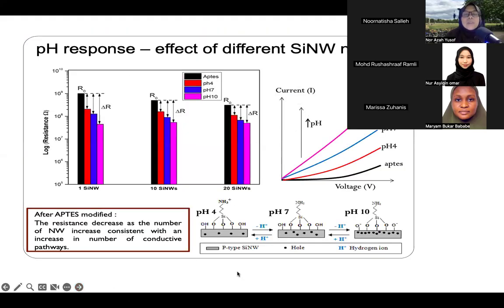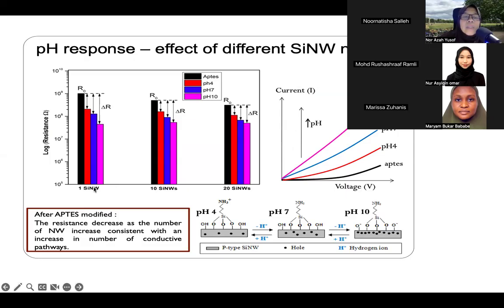Let's say we look at this bar chart. This is silicon nanowires. There are two things being studied here.